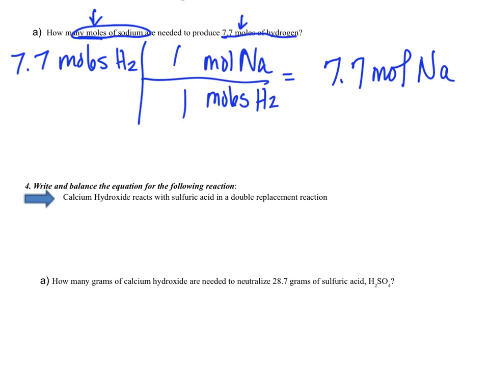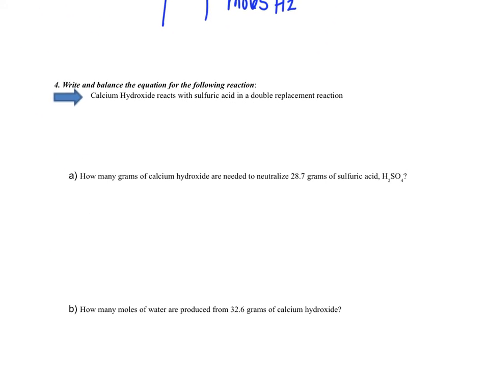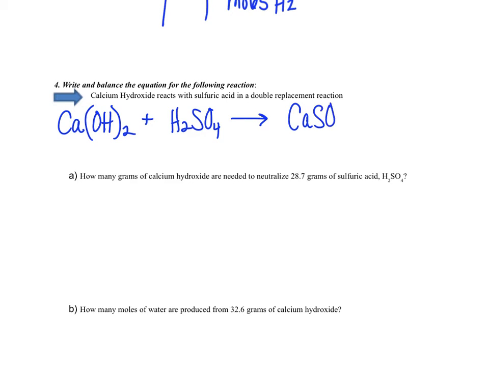All right, next one. Calcium hydroxide reacts with sulfuric acid in a double replacement reaction. So calcium hydroxide: calcium is 2+ and hydroxide is -1, so we need to crisscross and bring that 2 down here. It is going to react with sulfuric acid, which you can find in your chem helper. It's a double replacement, so H and Ca are going to swap. So it will then be calcium sulfate plus 2 minus 2.